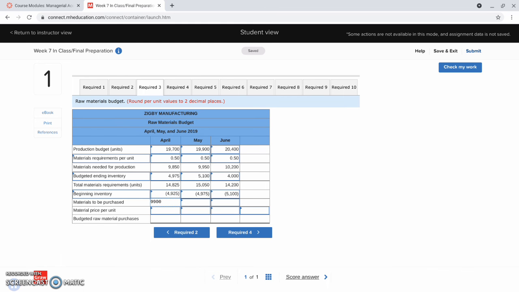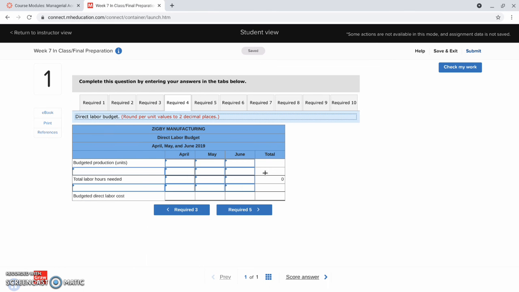Materials to be purchased, 9,900, 10,075, 9,100. All this information can be found in the question and then in the supporting documentation that I'll be posting. All right. So now we have our raw materials budget.